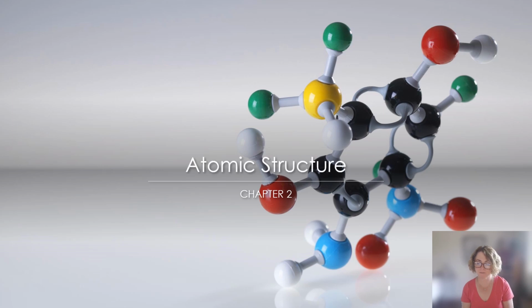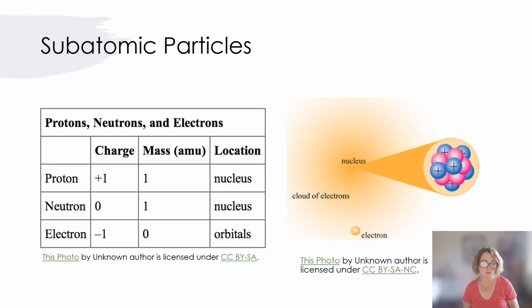Hi, in this video we are going to talk about the particles that make up the atom. Alright, so there are three subatomic particles: protons, neutrons, and electrons. The protons are located inside the nucleus of the atom. They have a charge of +1, and they have an approximate mass of 1 AMU, and an AMU is short for atomic mass unit. Neutrons are found also in the nucleus.